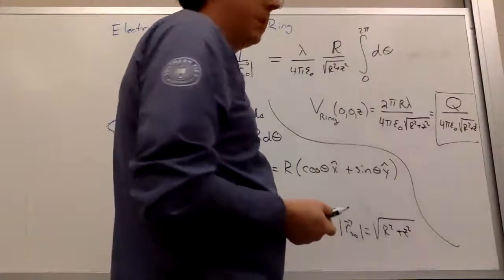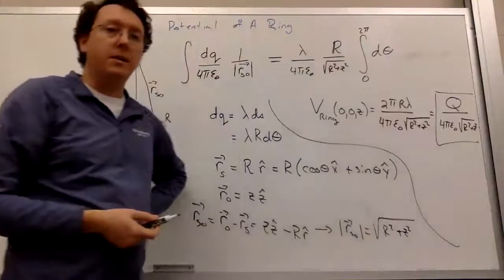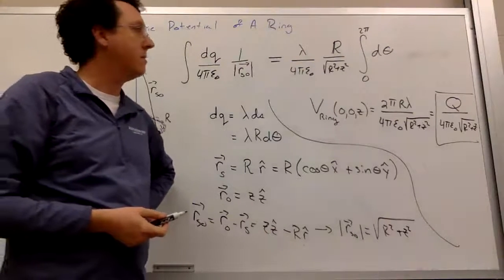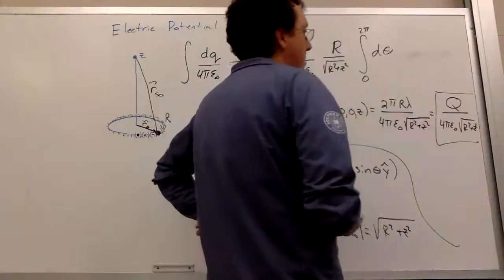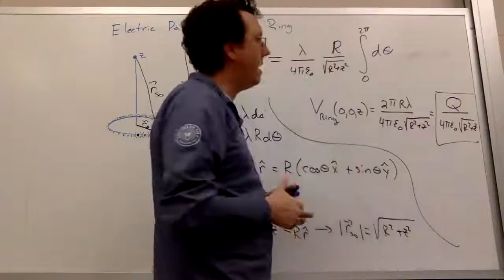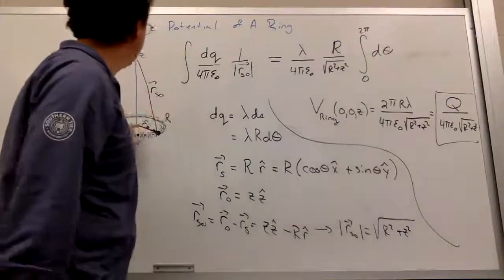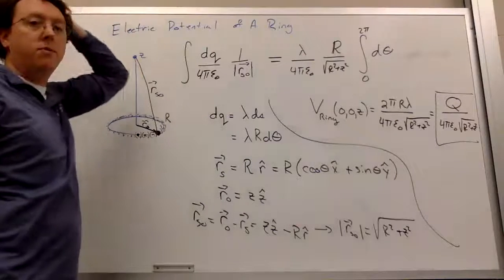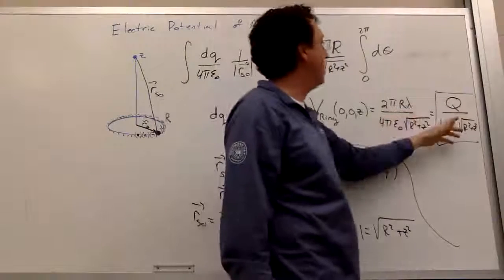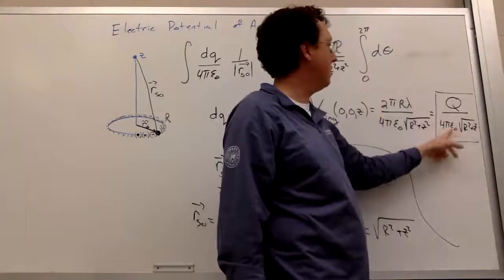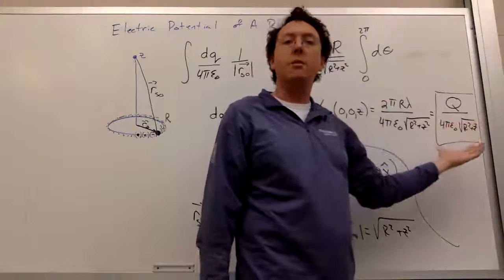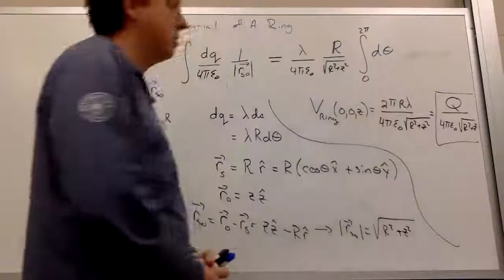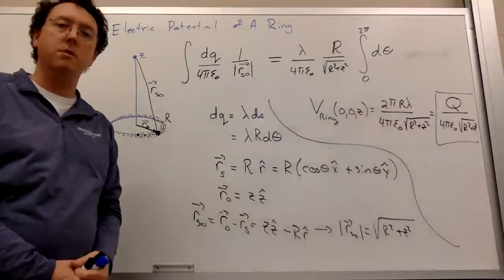Remember, on a test, I would expect you could derive this if needed. So it's not enough just to memorize the formula, but it's a nice, convenient formula. It's particularly nice because you can imagine taking a limit as Z runs all the way off to infinity, in which case this would become Q over 4 pi epsilon naught times 1 over Z. It looks like a point charge. If you're infinitely far away from the ring, it looks like a point charge. And that's a very reasonable result.